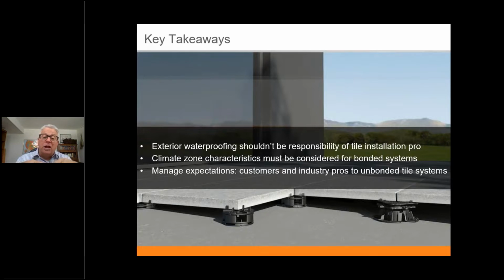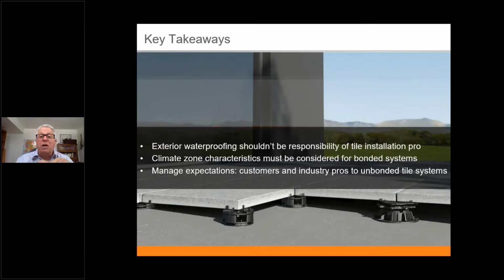We should be looking at climate zone characteristics. Certainly other industries are, and you can see why they would take that into consideration, and we certainly should too. And then also, let's put the tile professionals into these unbonded systems, or if you're going to have a bonded system, that we take into consideration all the materials that are going to go in.